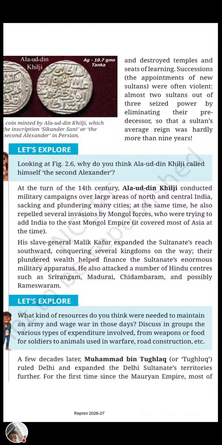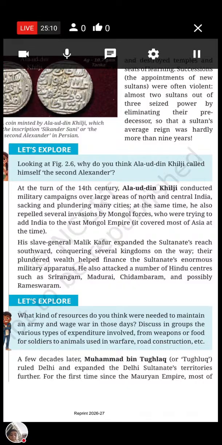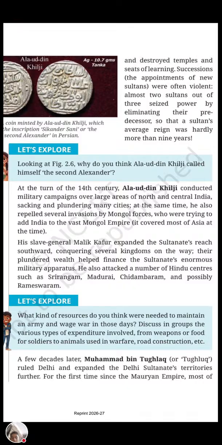Then the next and last point is food. All the soldiers need protein-rich food, which they get from animal meat.